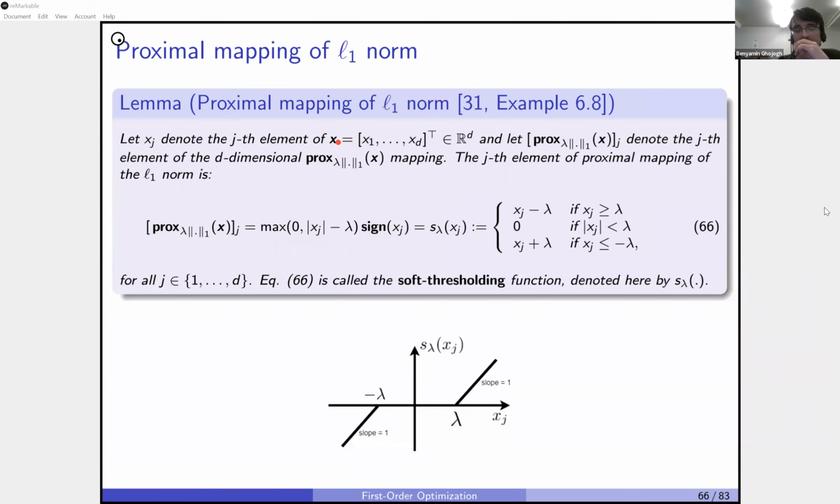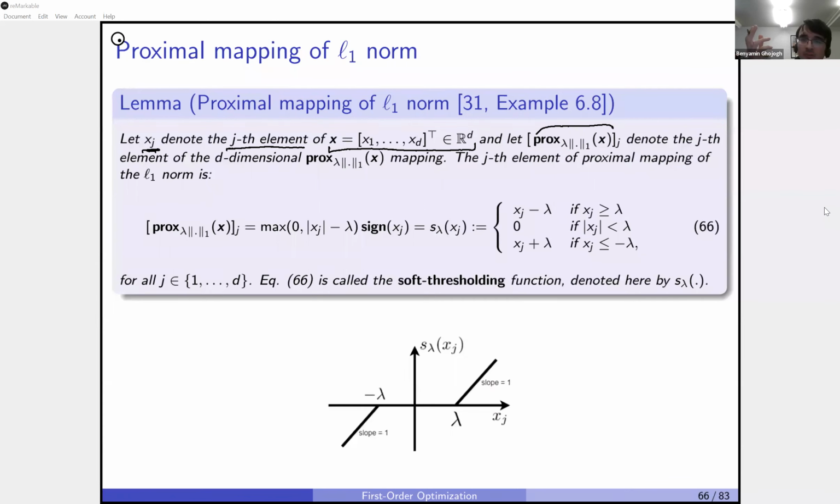Do you remember the L1 norm is a non-smooth function? Therefore, we have to work on it component-wise or element-wise. It's not as easy as the L2 norm. But let's see. When you have a d-dimensional vector x, let xj denote the jth element of that. And by the way, the proximal mapping of x with function lambda L1 norm.